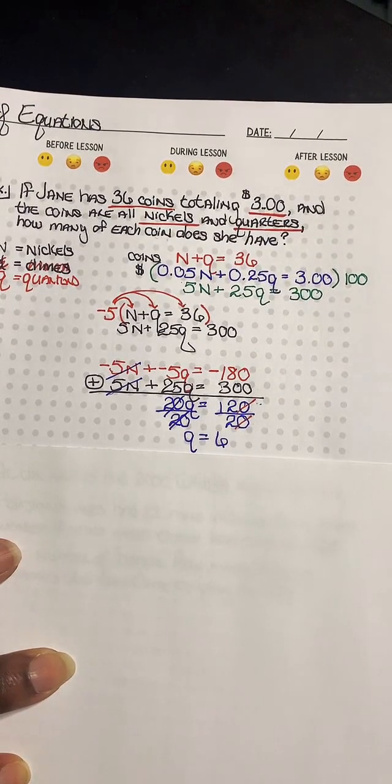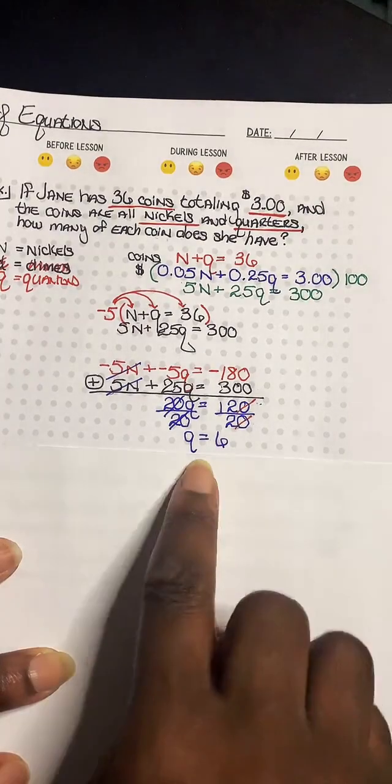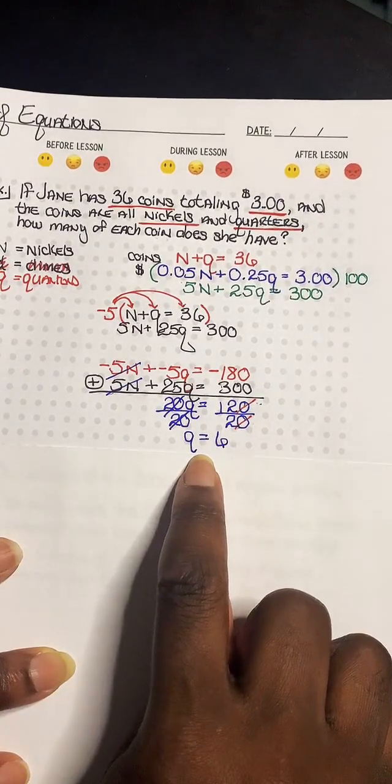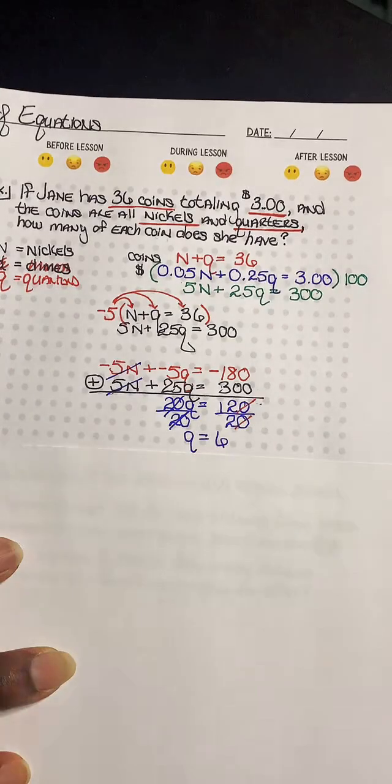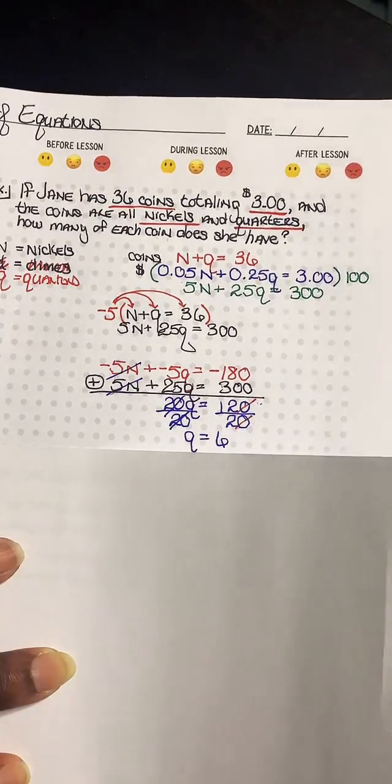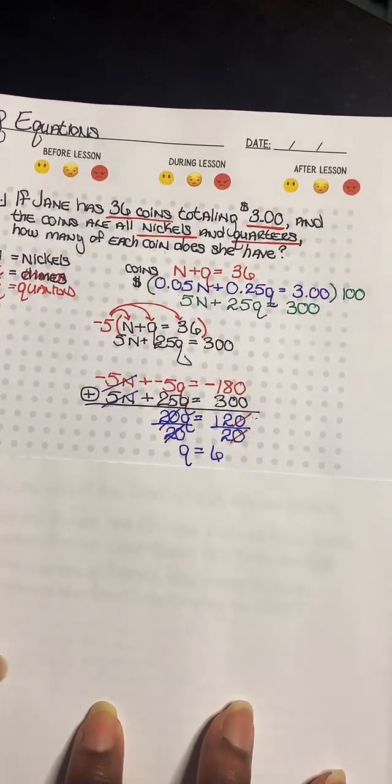Good. Excellent. So we know that there are 6 quarters. Okay? We got 6 quarters. How many nickels? Put it in the chat. How many nickels? Think about what we started off with.